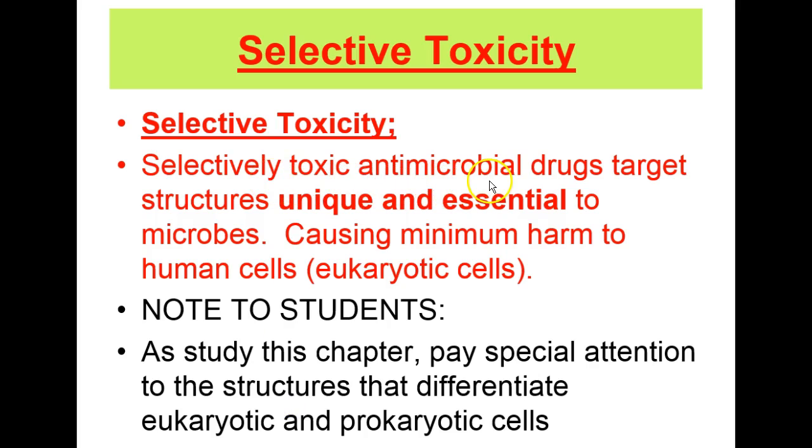Selectively toxic antimicrobial drugs target unique and essential microbe structures, causing minimum harm to the human host cells, which are eukaryotic cells. As we study the structure of eukaryotic and prokaryotic cells, consider them under the light of being targets for antimicrobial drugs. Again, a good target for an antimicrobial drug will have to be a unique structure that is essential to the cell.